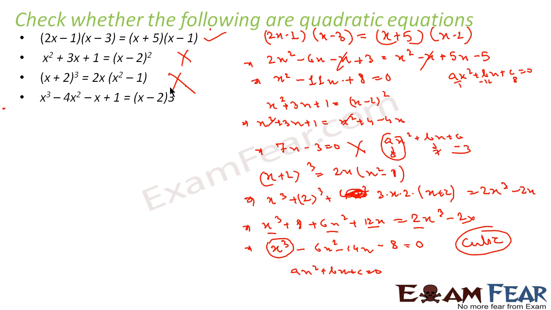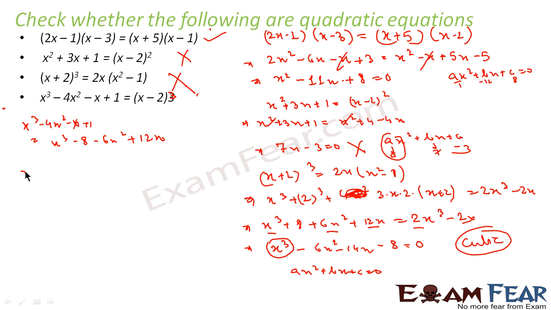Let's take one more example. x cube minus 4x square minus x plus 1 is equal to x minus 2 whole cube. This is whole cube actually. Let's solve this also. This becomes x cube minus 4x square minus x plus 1 is equal to x minus 2 whole cube, which is nothing but x cube minus 2 cube, that is 8, minus 6x square plus 12x. This is the general formula which I have used.